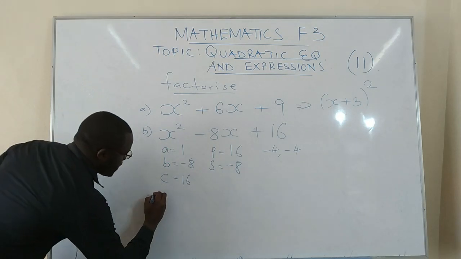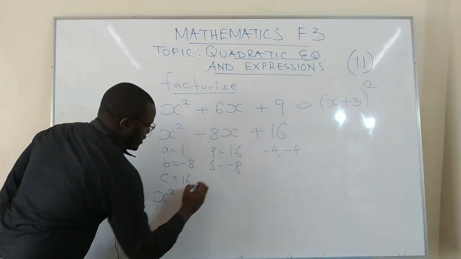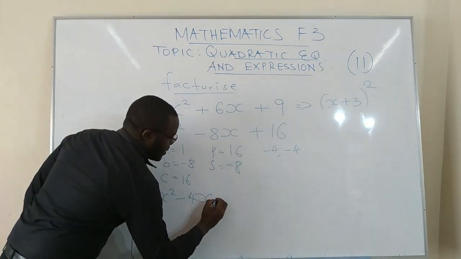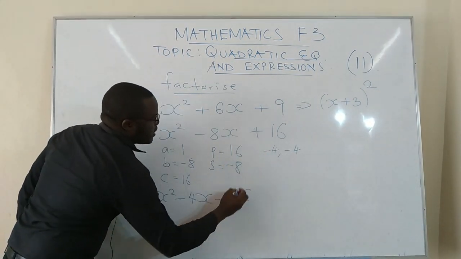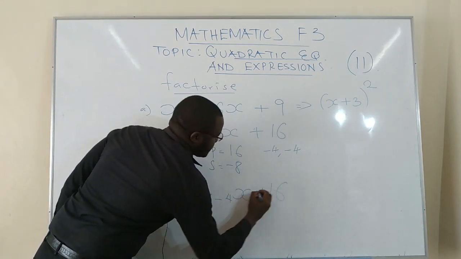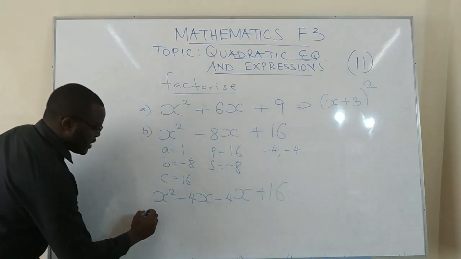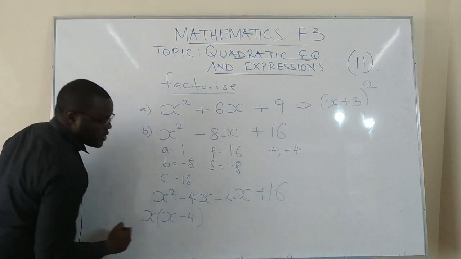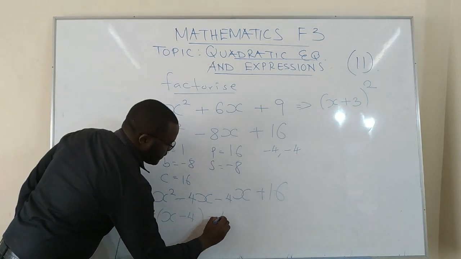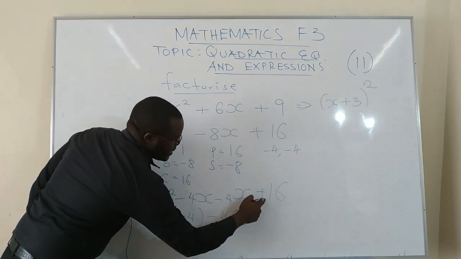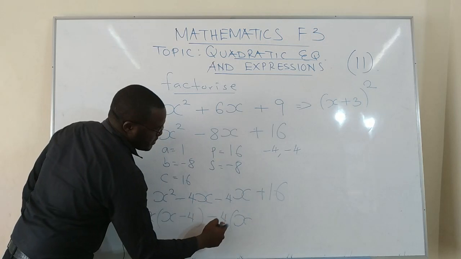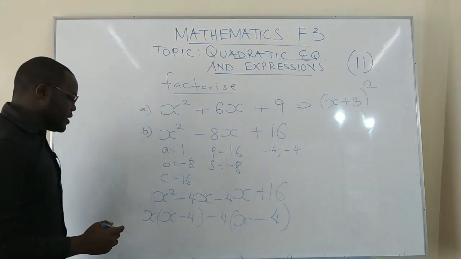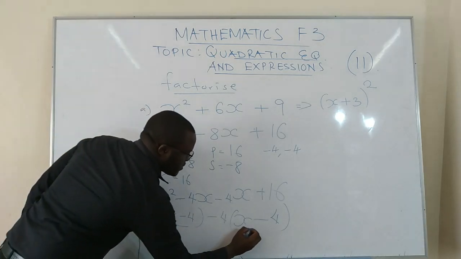So this will give us x squared minus 4. Don't forget to add the unknown. Then minus 4 again, unknown, plus 16. Group the first two terms. They have x in common. So this will give us x minus 4. If you factor out that x, minus 4, x minus times plus, positive times minus gives us a minus, then 4. And as you can see, these two are the same, so it means we are correct.